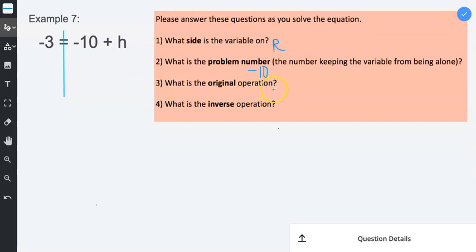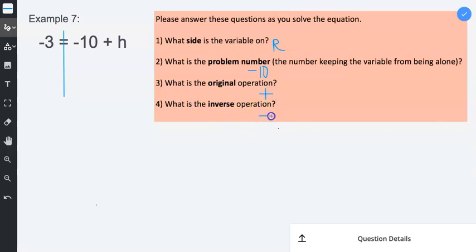What is the original operation? Okay, so this is where it gets tricky again. I gave you one of these a second time so that we can discuss it so that you better understand. Let's say that you look at this and you say, all right, between the h and the -10 is an addition sign. It's incorrect, but let's just say that, okay?